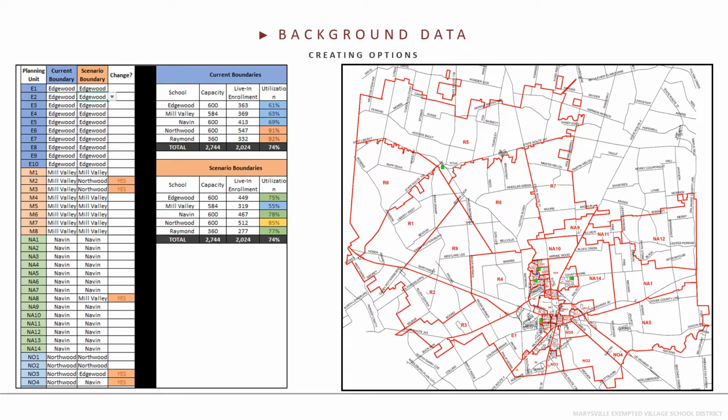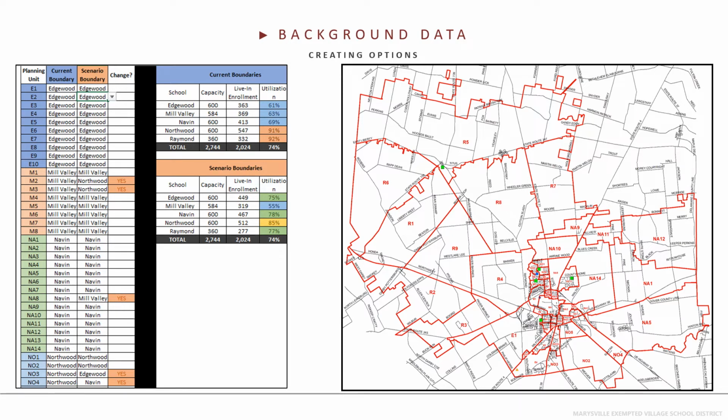The first committee work session was held on Saturday, November 16th. During this time, committee members were presented with the background data as well as the set of planning units that would be used to create boundary scenarios. The district was broken up into over 50 of these planning units, which the committee used as puzzle pieces to create boundary scenarios that made sense for students as well as for transportation.